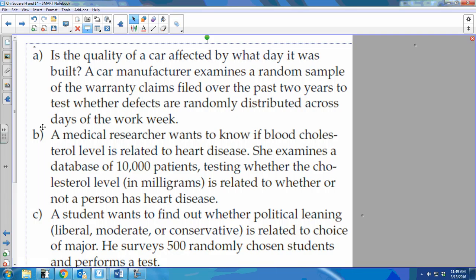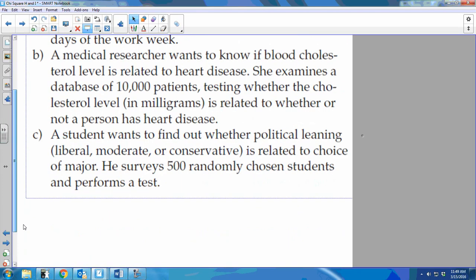B, a medical researcher wants to know if blood cholesterol level is related to heart disease. She examines a database of 10,000 patients, testing whether the cholesterol level in milligrams is related to whether or not a person has heart disease. Other, because, right, not categorical. You've got a quantitative variable there with cholesterol level.